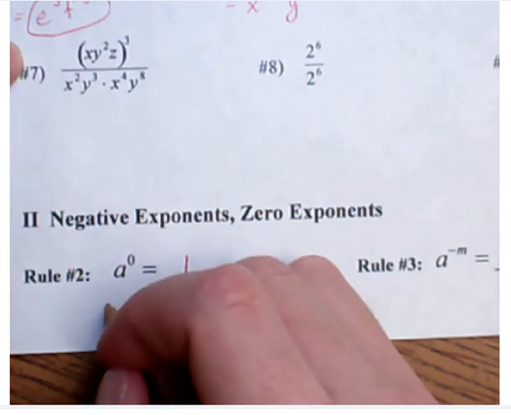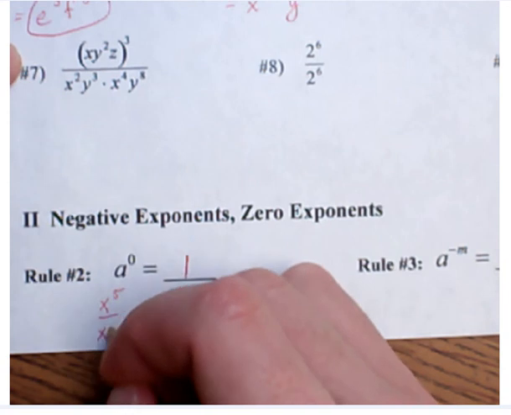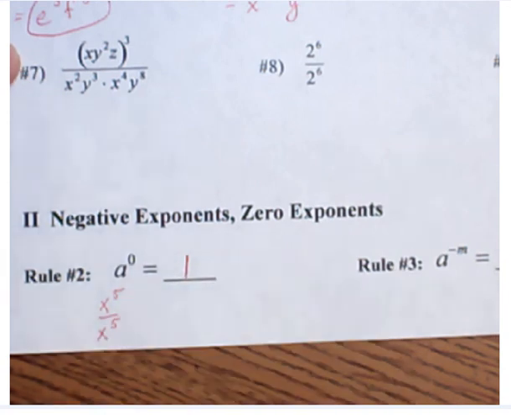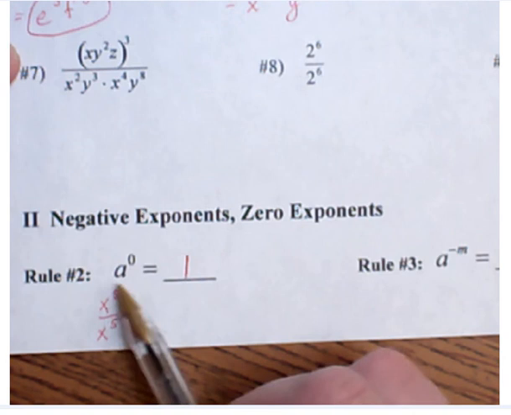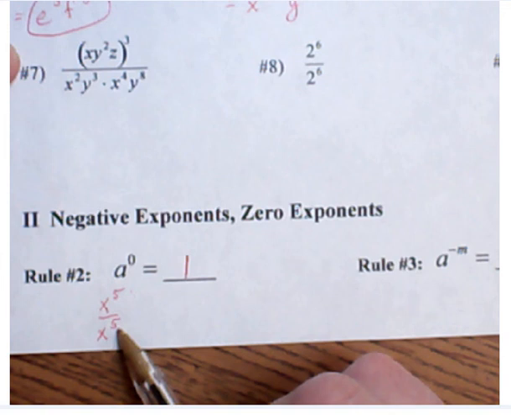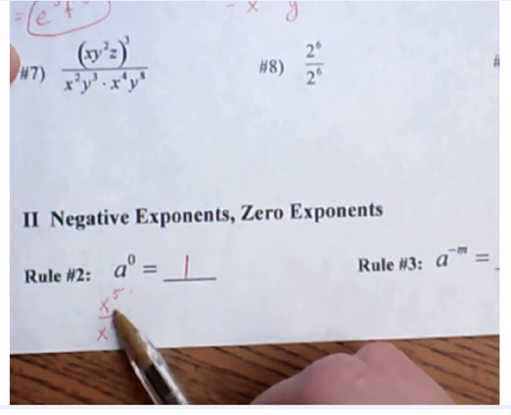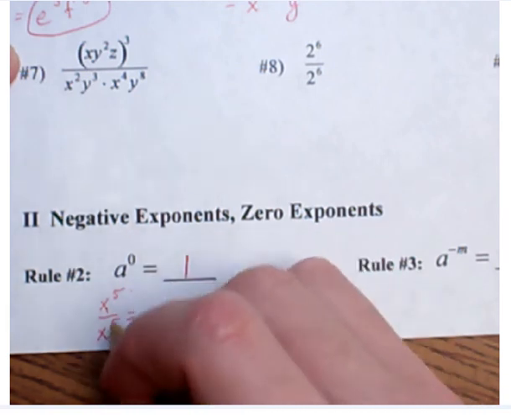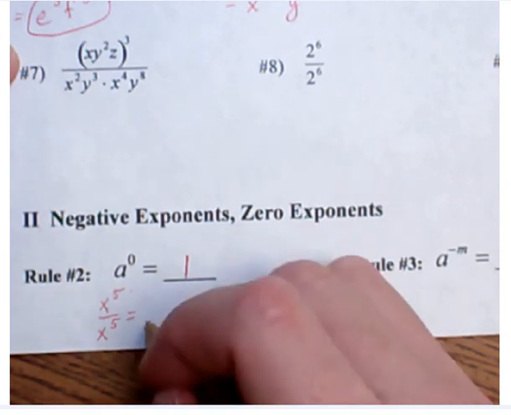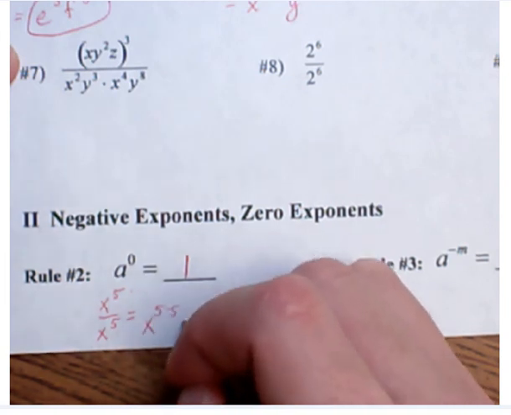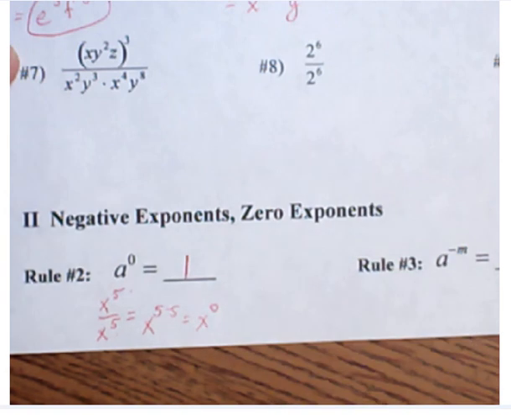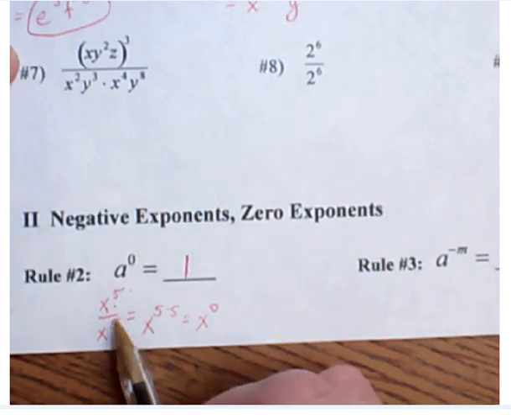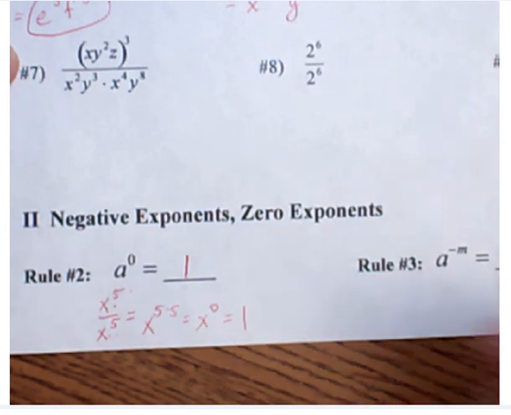If we take x to the 5th divided by x to the 5th, would you agree that the value in the numerator, whatever x is, raised to the 5th, and the same thing in the bottom, are the same value. If you take the same thing and divide it by itself, you have to get 1 for an answer. If I subtract the exponents, I get x to the 5 minus 5, which is x to the 0, but you know that when you divide the same thing by itself, you have to get 1.